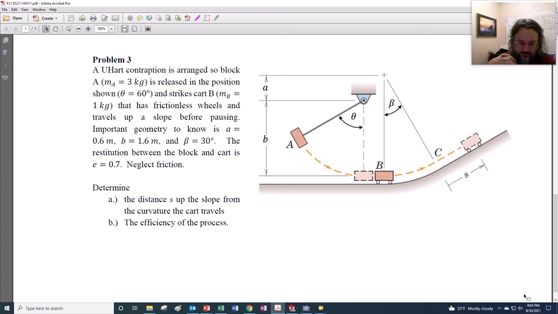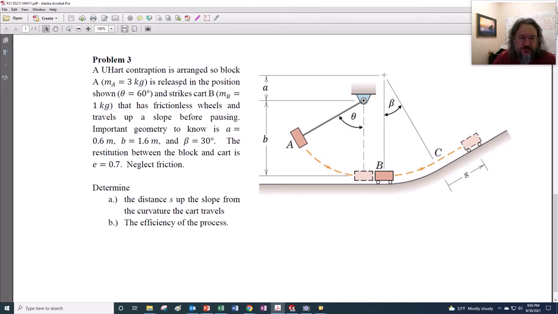Right, here's problem 3 in homework 11. We have a U-shaped contraption where this block at A is being lifted up. This is a really thin rod, so its mass doesn't matter. Otherwise, we'd have to worry about rigid bodies, but I think we're okay. It's still dealing with particles.